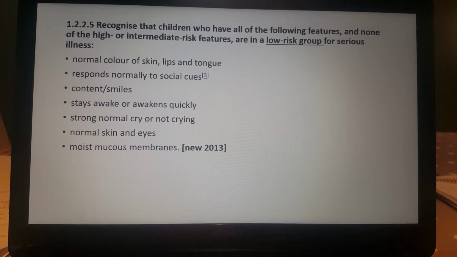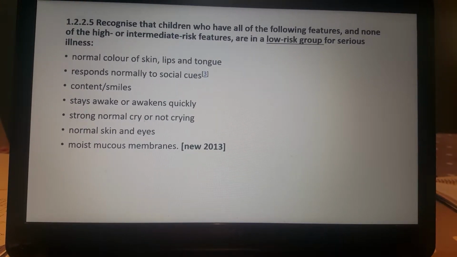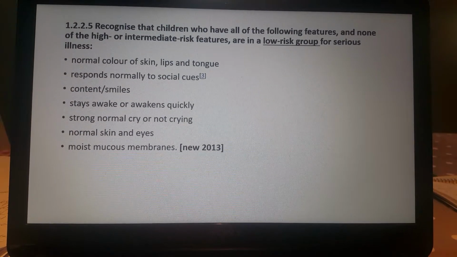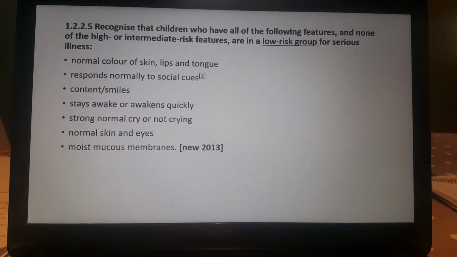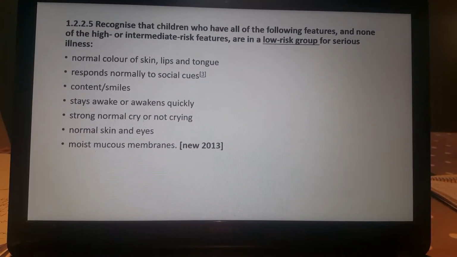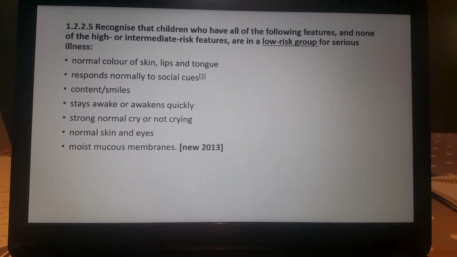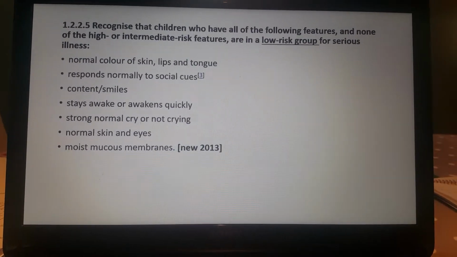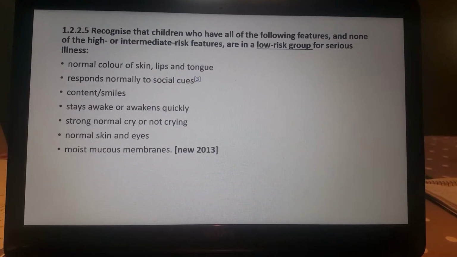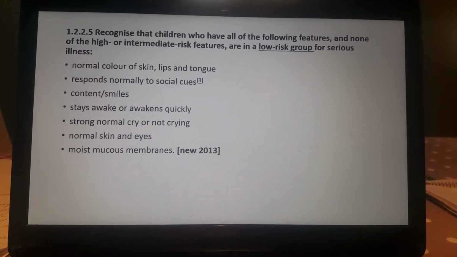And then they also had a statement that basically if a child has the following features and no high or intermediate risk features, then they would be in a low risk group for serious illness. Again, that was a new addition in 2013.